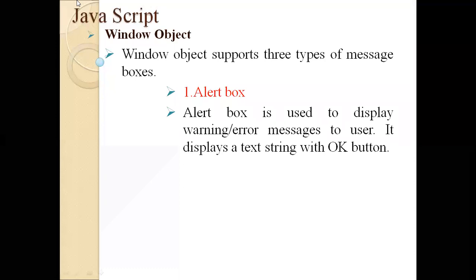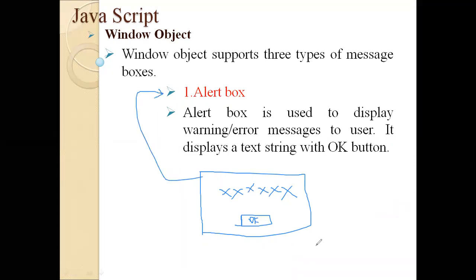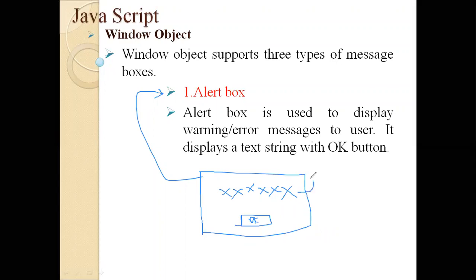For example, when we create an alert box, a window will be displayed similar to this one, right? There will be some text here, and along with this text, there will be one button, and the name on the button will be OK. This type of box is called an alert box, right? The alert box is used to display some message, which may be a warning message or an error message, right?